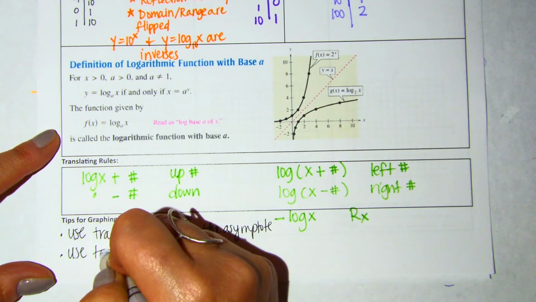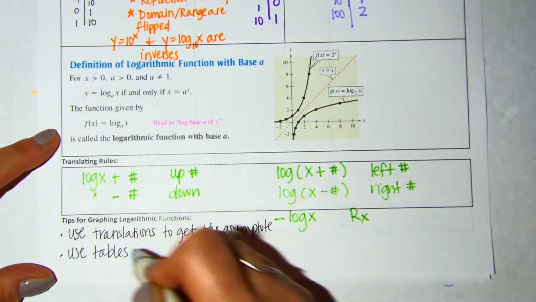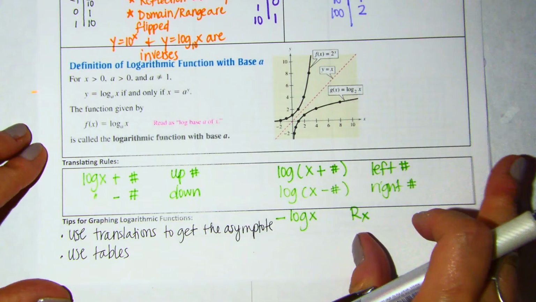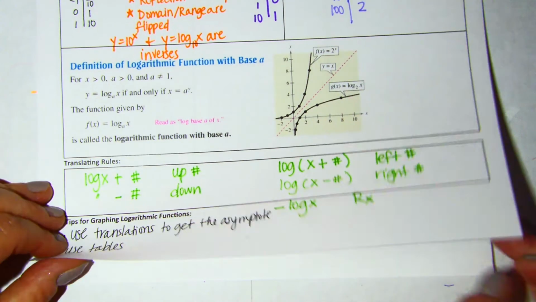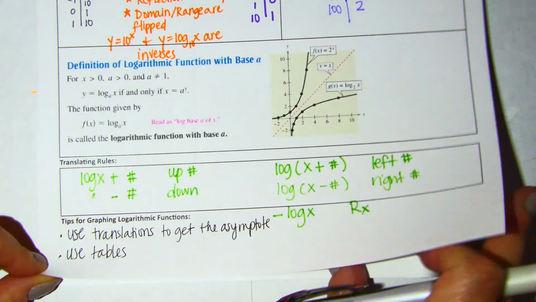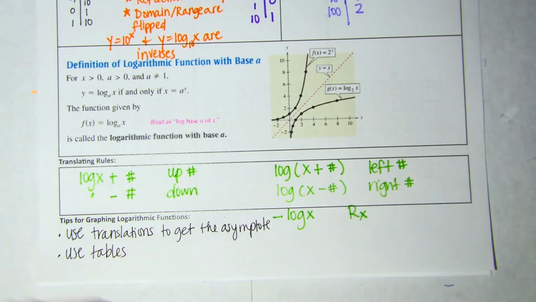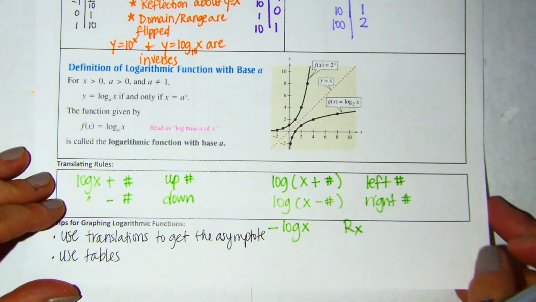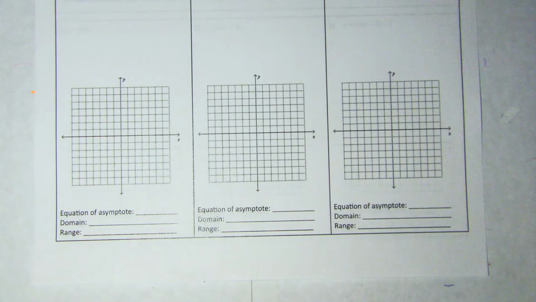And then use tables. I'm going to show you how to do that right now. So remember when we did a bunch of tables for exponentials and we told you, this is kind of long, but when you do logs, it's going to pay off. Well, here it is. It's going to pay off. Hopefully you agree, but I think so.